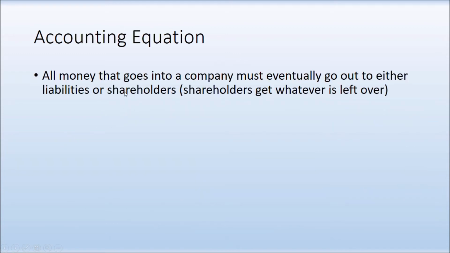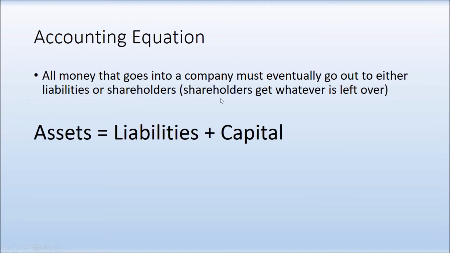So we have this idea in the money in, money out method, that all money that goes into the company must eventually come out, and that means that assets, all money in, either now or in the future, must be equal to liabilities, things owed to the bank, suppliers, and the like, plus shareholder capital. Anything that's left over goes to the shareholders. So that's how the money in, money out method works.